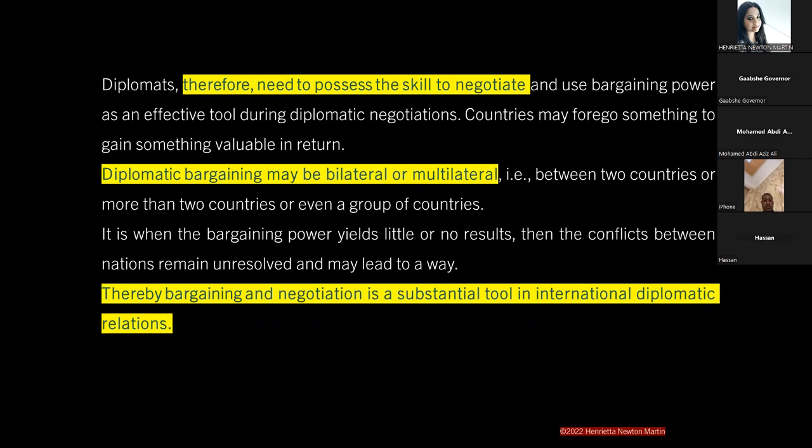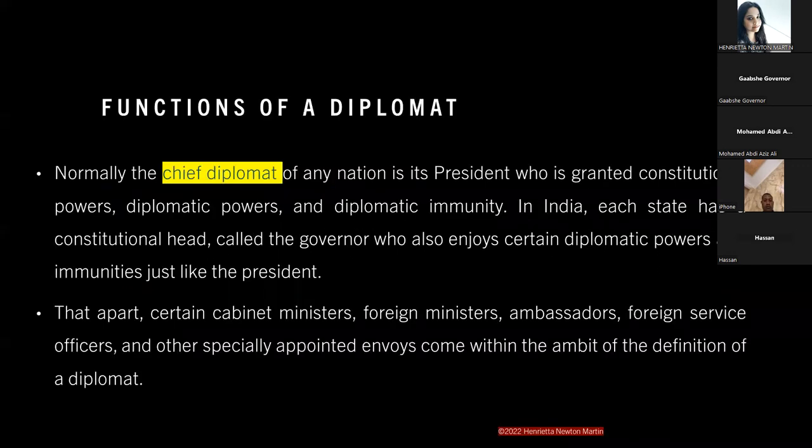It can be between two countries, or between two or more countries, or between a group of countries. When the bargaining power yields little or no results, the conflicts between nations remain unresolved and may lead to war. Thereby, bargaining and negotiation is a substantial tool in international diplomatic relationships. Therefore, we say that it is a relevant and substantial tool in international diplomatic relationships.